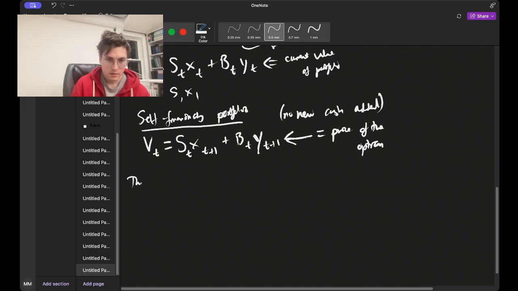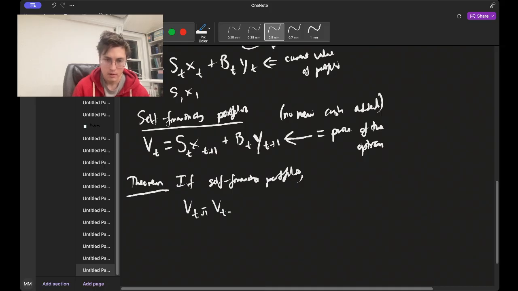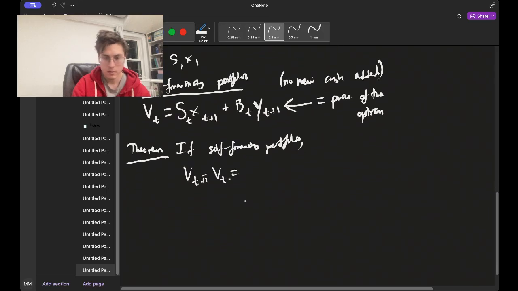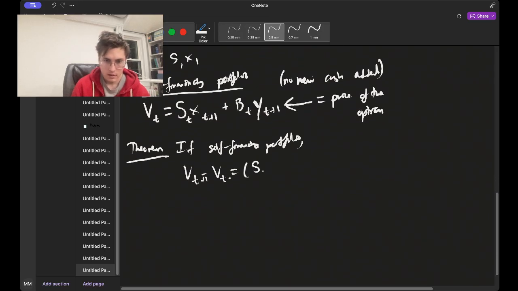So then there's a theorem. If we have a self-financing portfolio, then VT plus 1 minus VT is equal to the following. This will be ST plus 1 minus ST, times XT plus 1, plus BT plus 1 minus BT, multiplied by YT.